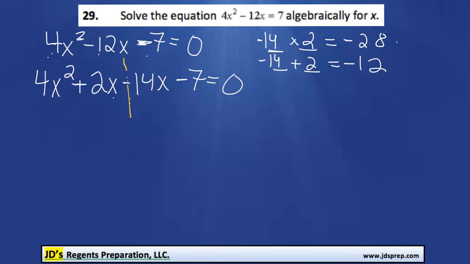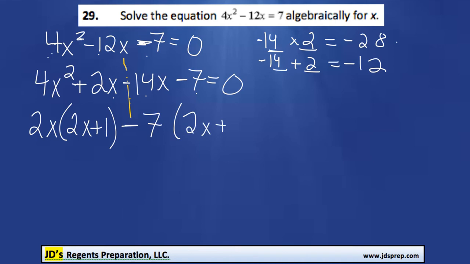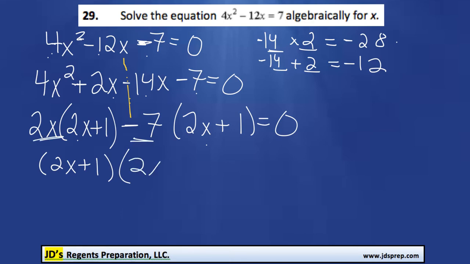With 4x squared and 2x, we can factor out a 2x, and we'd be left with 2x plus 1. And then with 14x and 7, we can factor out a 7. So we'll do minus 7, and we'd get 2x plus 1. And this is the ideal situation we want, because now both of these have a common factor of 2x plus 1 that we can take out, and we'd be left with 2x minus 7.